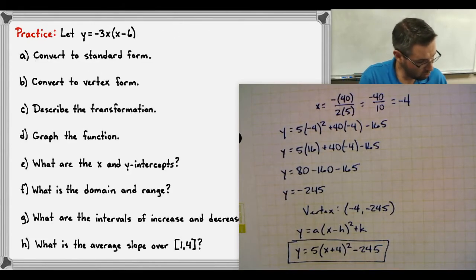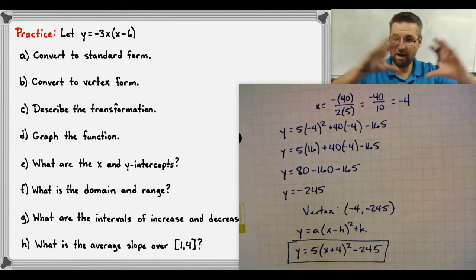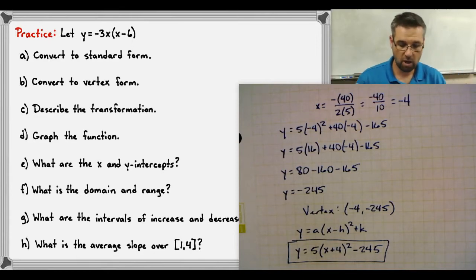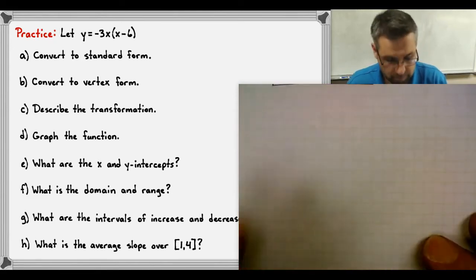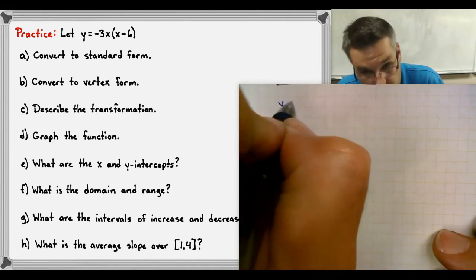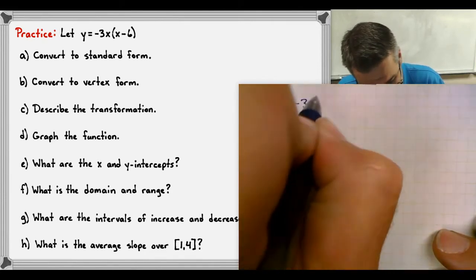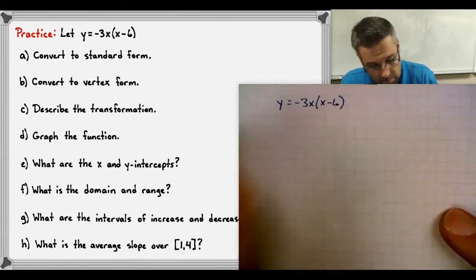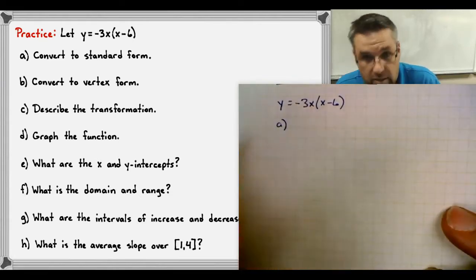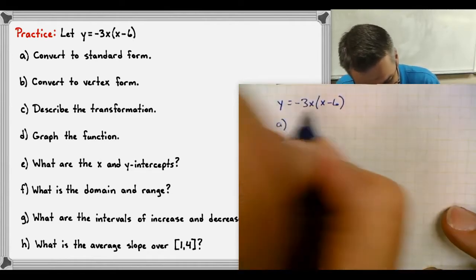We have one more problem that puts together everything we've talked about with graphing parabolas. Let's see what we can do with this problem. It says, let y equal negative 3x times x minus 6. In part A, it says convert that to standard form. This one's pretty straightforward.